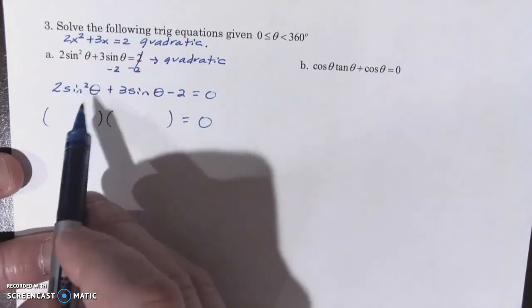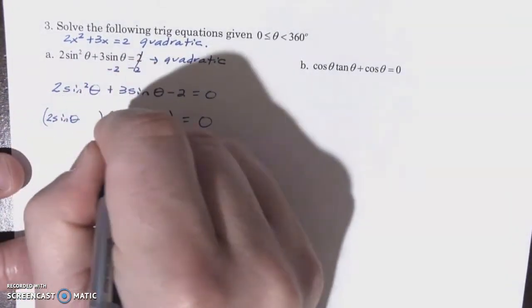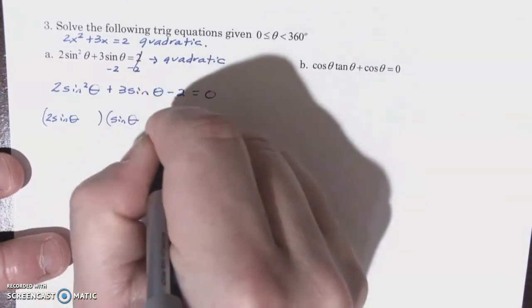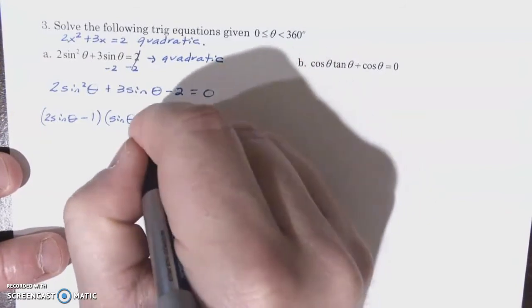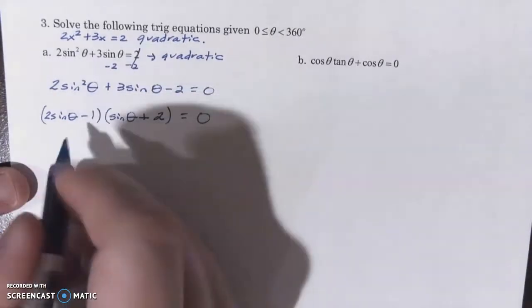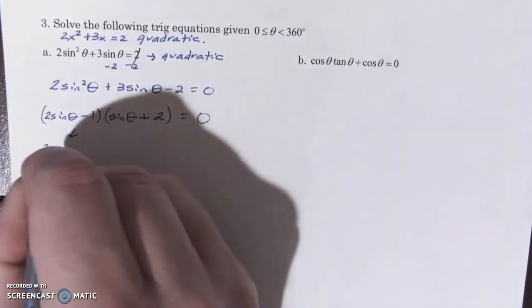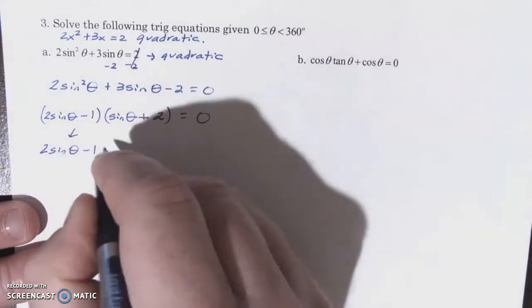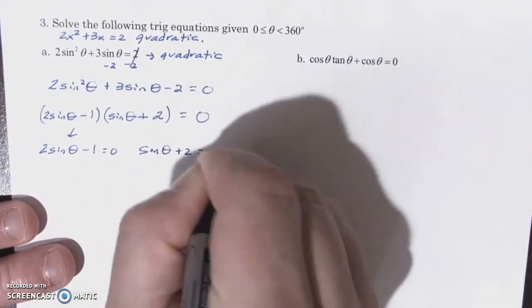Instead of x, though, we'd have sine theta. So we get 2 sine theta and sine theta. We get a 2 and a 1. We get a minus and a plus. The zero product property that your teacher taught you back in Algebra 1 says that if two things are multiplied and set equal to 0, that means either the first quantity equals 0 or the second quantity equals 0.